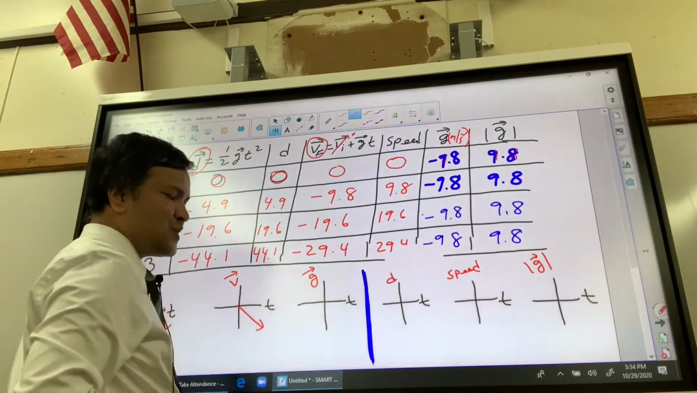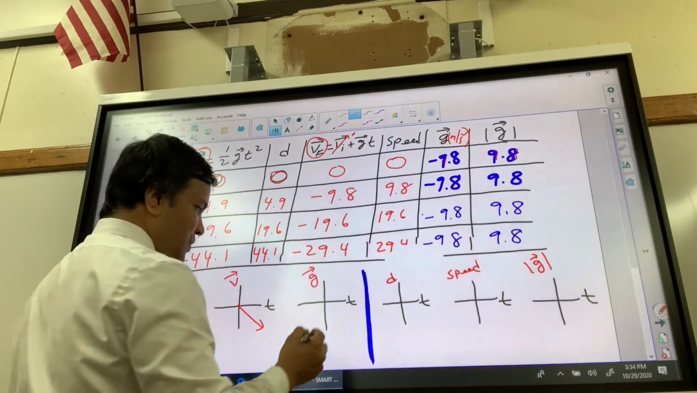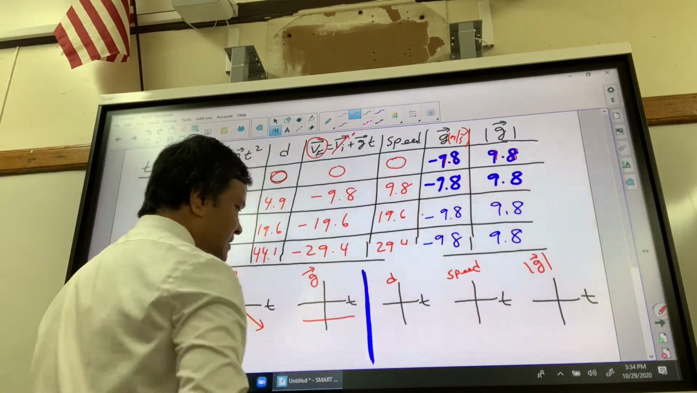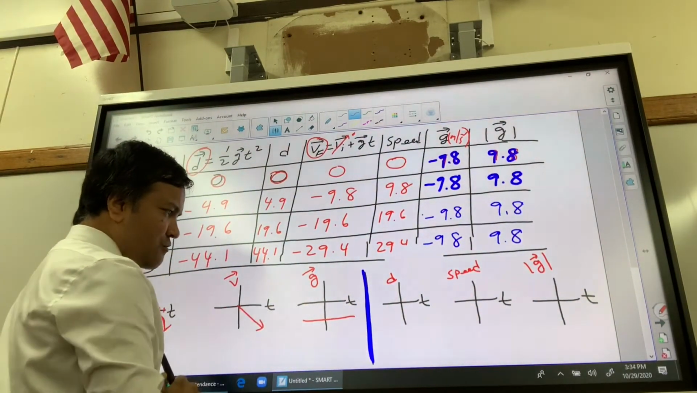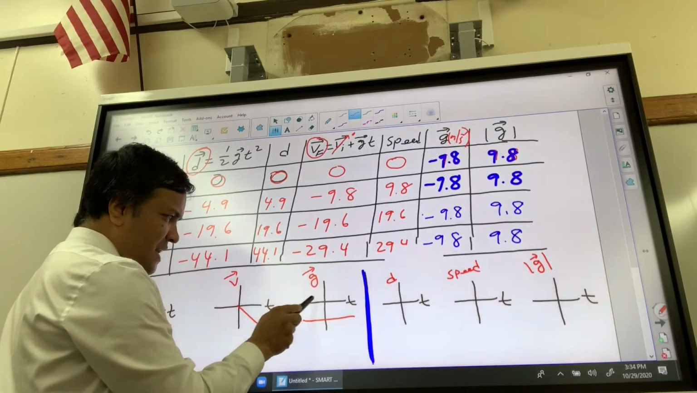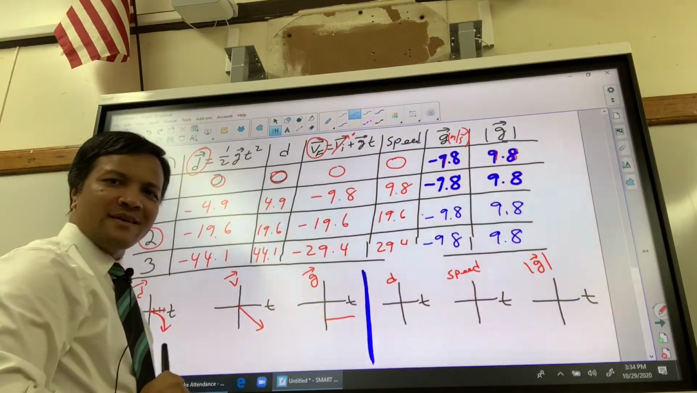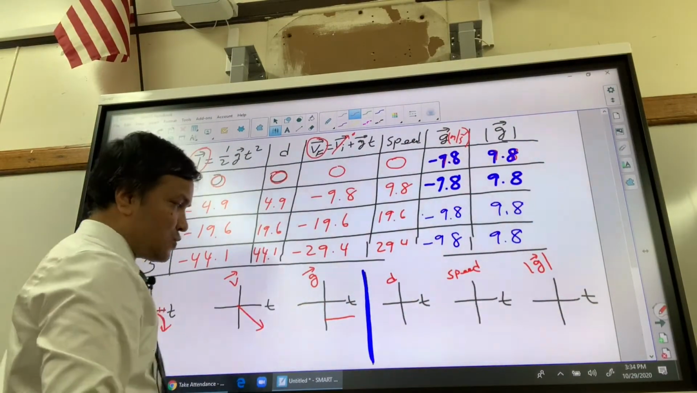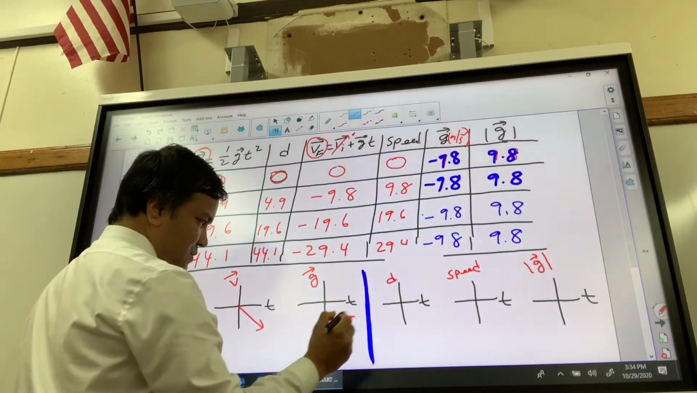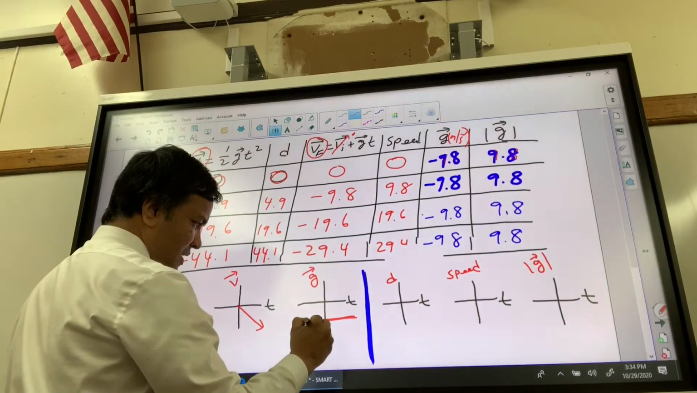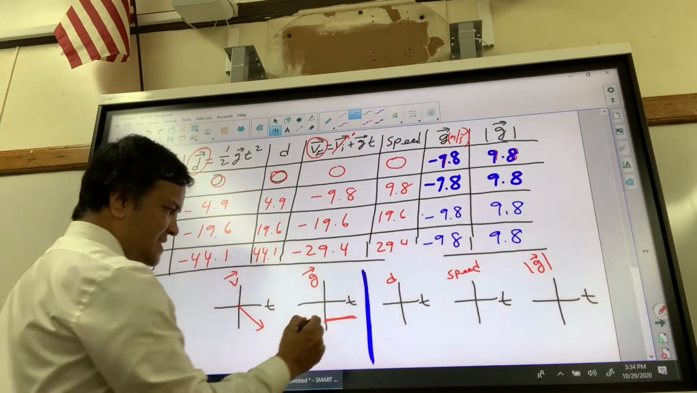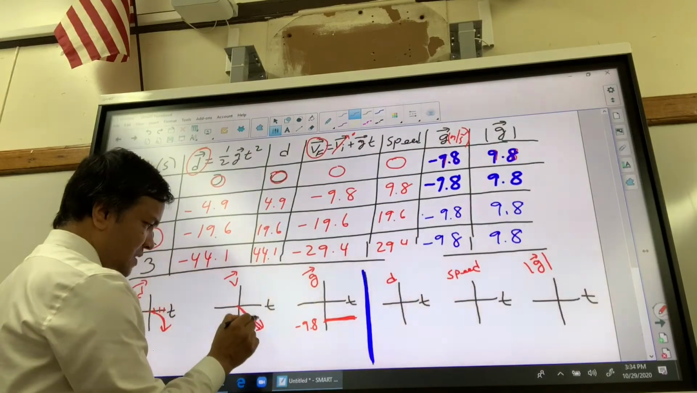Acceleration due to gravity, we know that. This is a problem: this is not correct, because time cannot be negative. So be careful, it starts from 0. We cannot go back in time. So the acceleration is negative 9.8, and this is the slope of the velocity line.